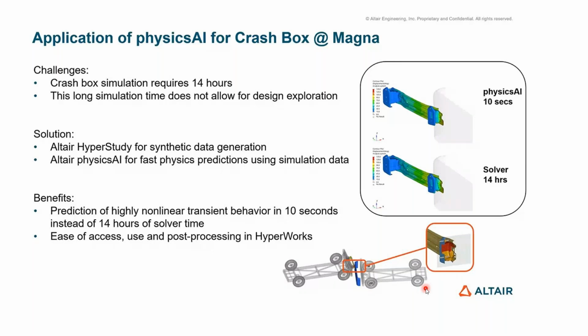And this is an example of a case study of Magna crash box. So generally they used to spend 14 hours simulating the crash box. So this does not allow them to explore more designs. So they used HyperStudy for synthetic data generation, and Altair Physics AI for fast physics prediction. So by using Physics AI, they are able to get the simulation result within 10 seconds from 14 hours. So that is the drastic time reduction that they achieved using Physics AI.